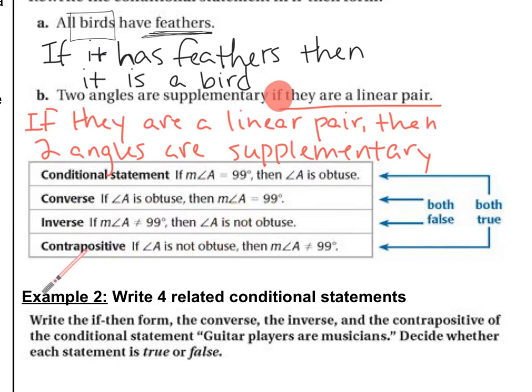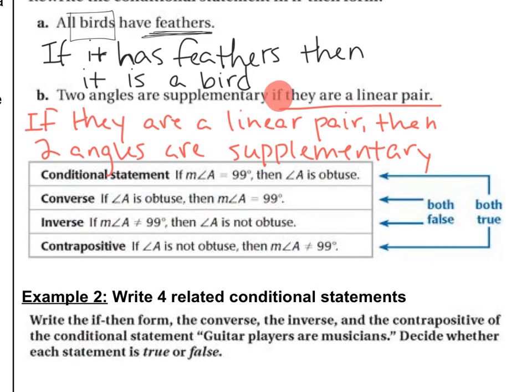The inverse of that is to basically put a no or negate in there. So if the measure of angle A does not equal 99, then the measure of angle A is not obtuse. Okay, and then the contrapositive is like the inverse and converse together. You put the nots in there, and you flip-flop them. Okay, and sometimes we'll write them, but sometimes they'll be true or they'll be false.